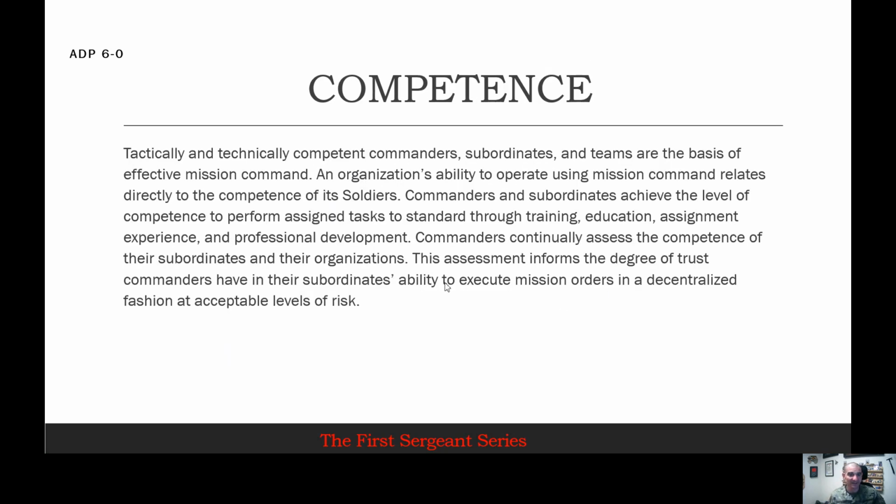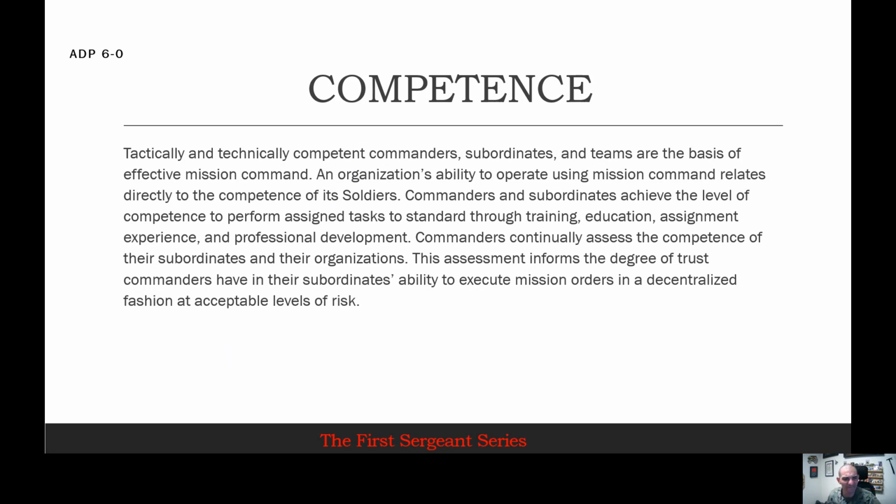So let's talk about competence, okay? Tactically and technically competent commanders, subordinates, and teams are the basis of effective mission command, okay? We have to have every level trained and equipped in both tactical and technical knowledge, okay? This includes your MOS as well, okay? An organization's ability to operate using mission command relates directly to the competence of its soldiers, all right? So train, train, train.